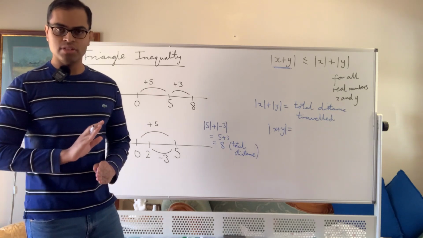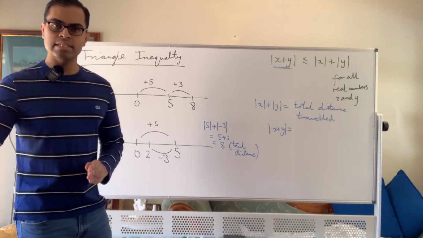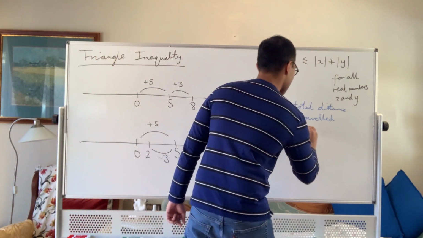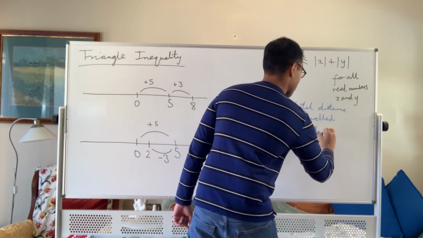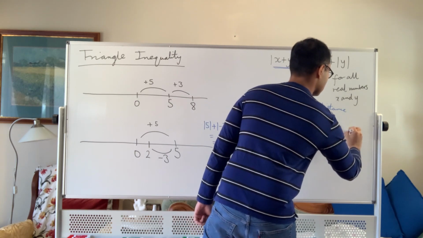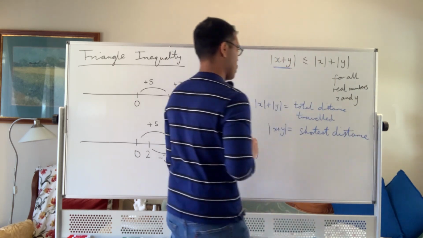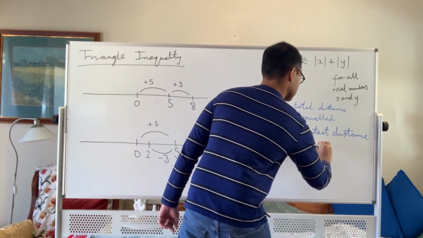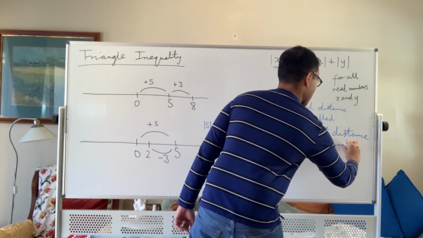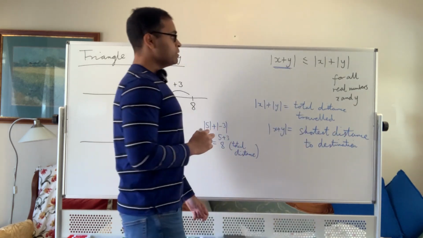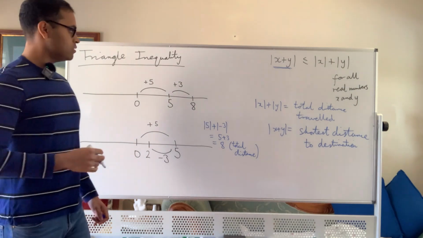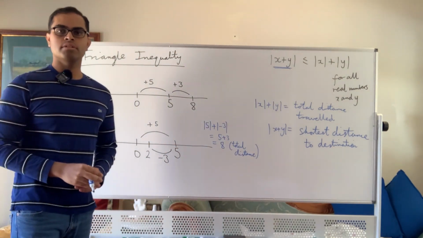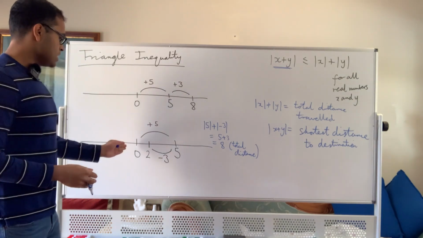Okay, any number, you take the absolute value of the number, that is the distance it takes to go from 0 to that number, whether it's negative or positive. So absolute value of x plus y is shortest distance to destination. Therefore, it's implicit when you consider all these in total, it's implicit that this inequality is going to be true. The shortest direct path is always going to be less than any indirect path where you're taking a detour.